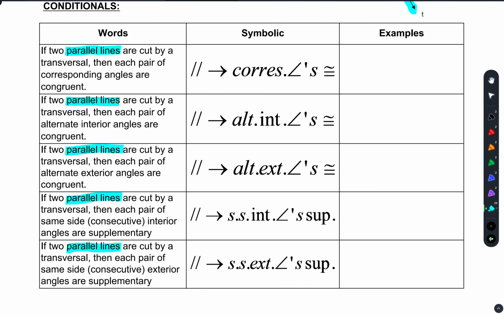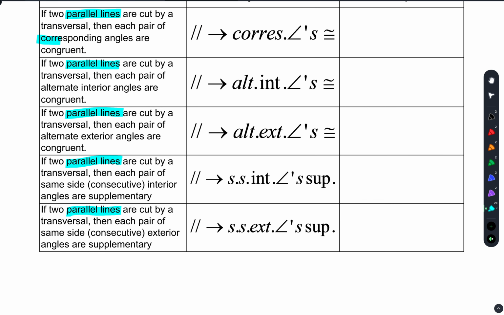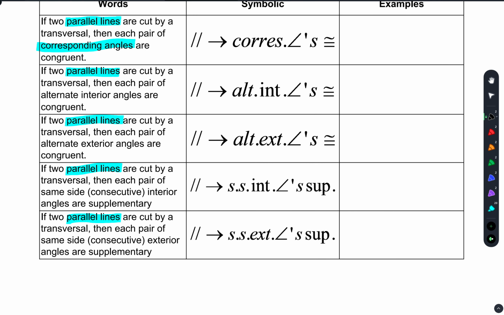Now, in terms of symbols, this is what you are going to see eventually. Don't get scared. This is eventually what you are going to be seeing used in our proofs, this symbolic notation. You will get used to it very quickly, I promise. So let's look at our first relationship. The first relationship talks about corresponding angles. Corresponding angles, if my two lines are parallel, are congruent.